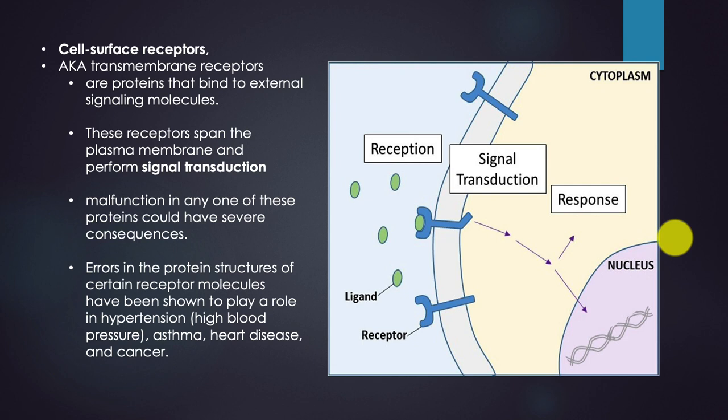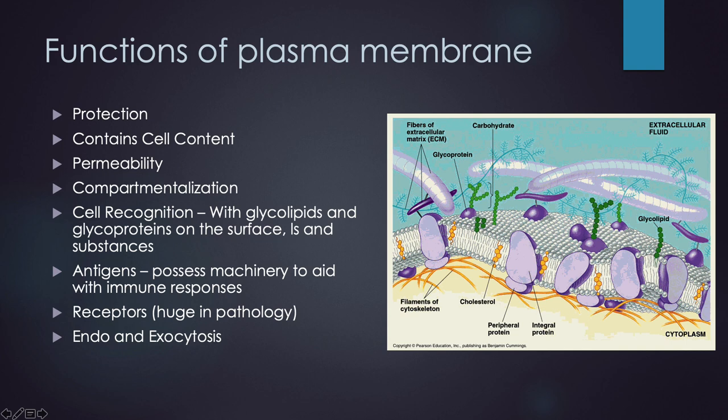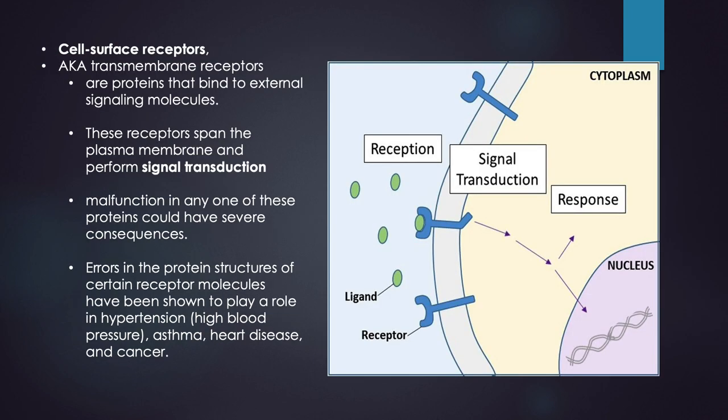These are proteins that bind to signaling molecules, and that's what a ligand is. Ligands are signaling molecules. These receptors span the plasma membrane, as I showed you in that other picture. Let me go back, because this is a lot of information. These represent transmembrane protein receptors, dot, dot, dot. They are embedded in the membrane that encompasses every single cell. The most important protein in cell function is the receptor. It's involved in signal transduction, in which the extracellular signal is converted into an intracellular signal.